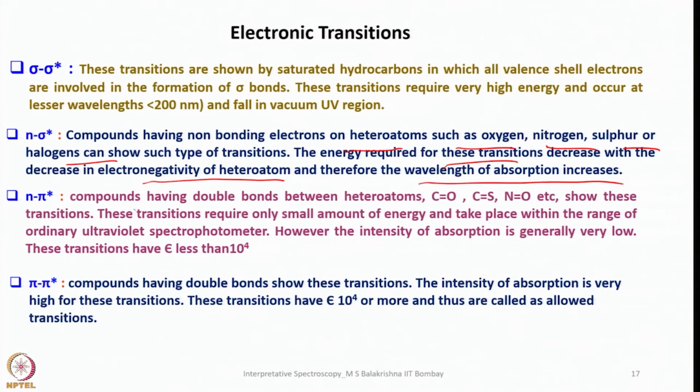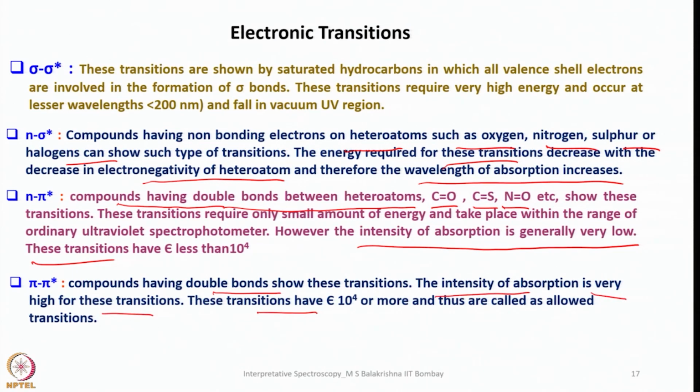N to pi star we come across where we have double bonded heteroatoms like C double bond O, C double bond S and N double bond O, etc. These transitions require only a small amount of energy and take place within the range of an ordinary ultraviolet spectrophotometer. However, the intensity of absorption is generally very low, having epsilon values of less than 10 raised to 4. Pi to pi star transitions occur in compounds having double bonds. The intensity of absorption is very high for these transitions. These transitions have epsilon values of 10 raised to 4 or more, and they are called allowed transitions.